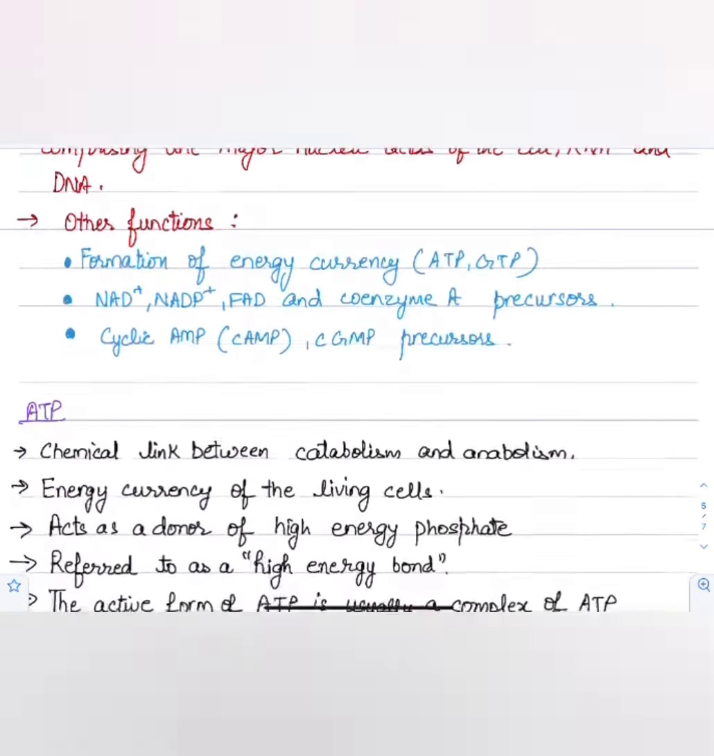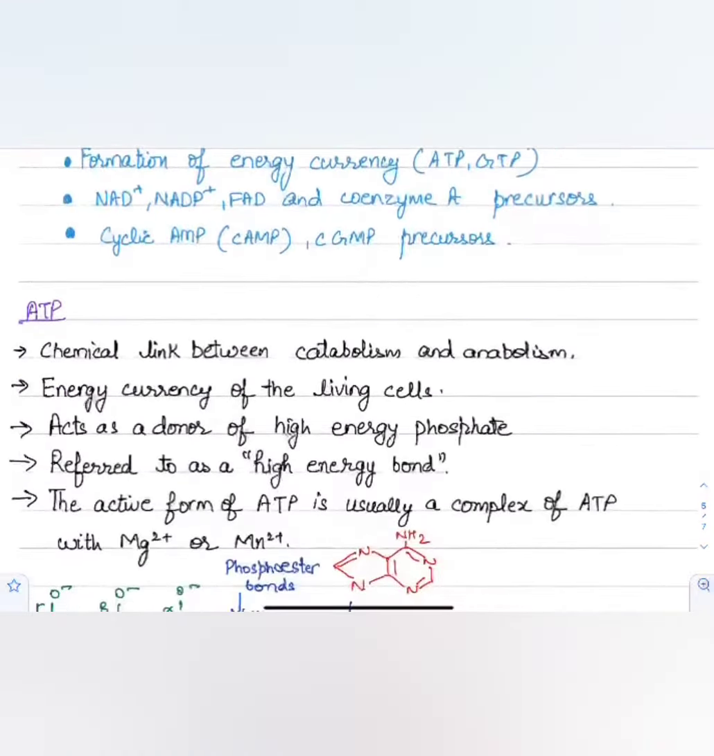One important nucleotide which we will be discussing is ATP. ATP is the chemical link between catabolism and anabolism, and it is the energy currency of the living cells. It also acts as a donor of high energy phosphate and consists of an adenosine moiety to which 3 phosphoryl groups are attached sequentially, linked via a phosphoester bond and 2 phosphoanhydride bonds, which are also referred to as high energy bonds. So the active form of ATP is usually a complex of ATP with magnesium or manganese.